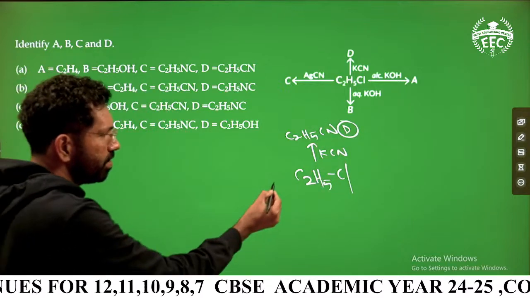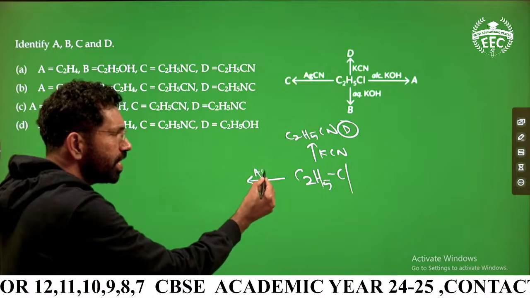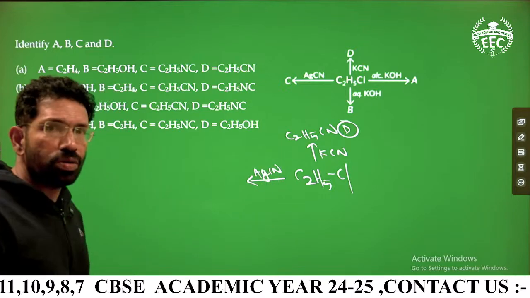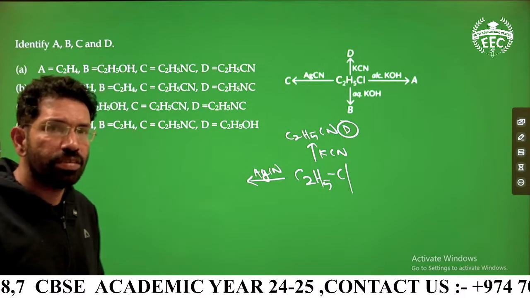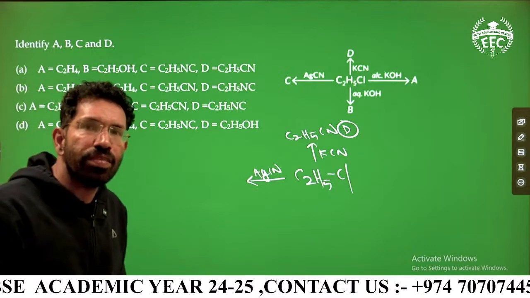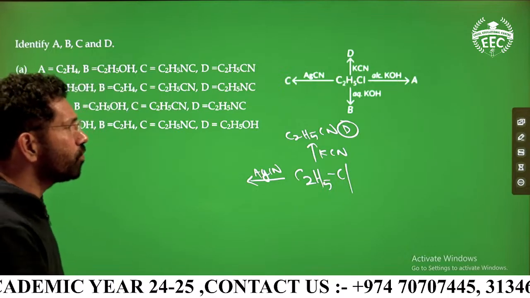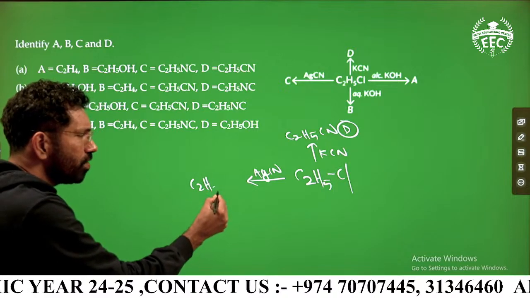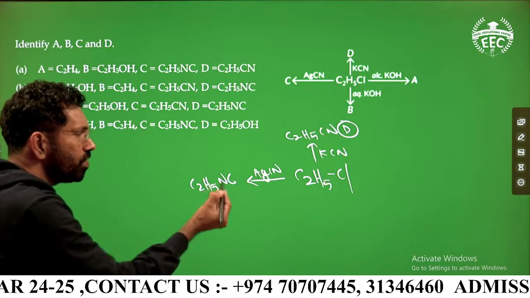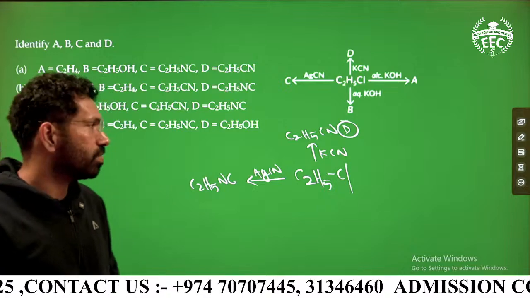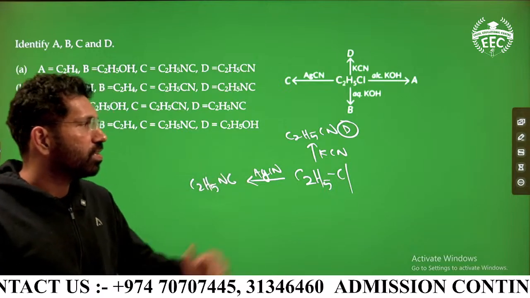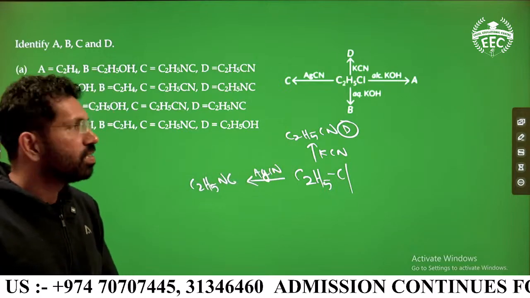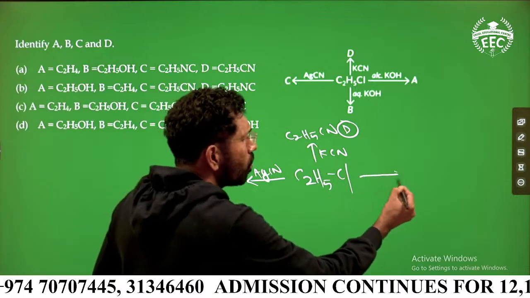With AgCN. AgCN is a weak electrolyte. It is not ionizing much. It is more covalent. So you will get isocyanide. We studied before. You will get C2H5NC. Right? Yes. This is C2H5NC. This is C2H5CN. Then on treating it with alcoholic KOH.